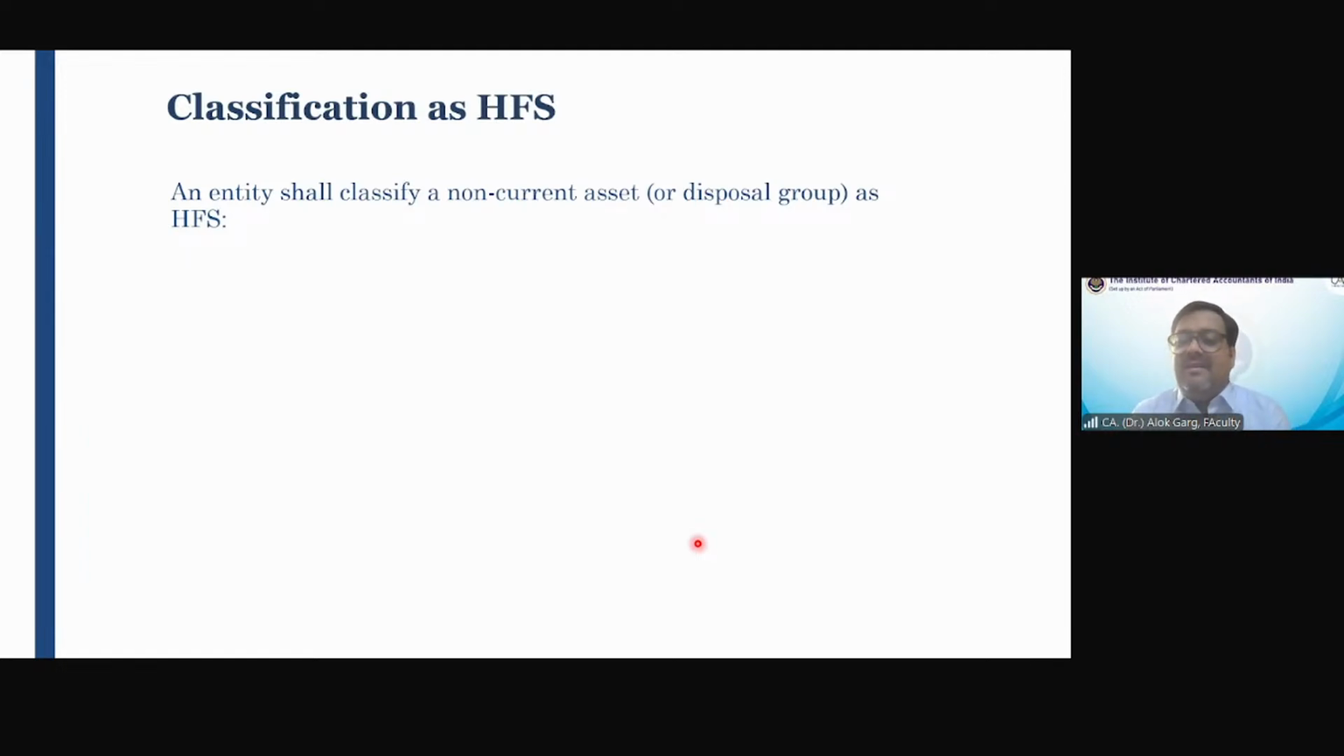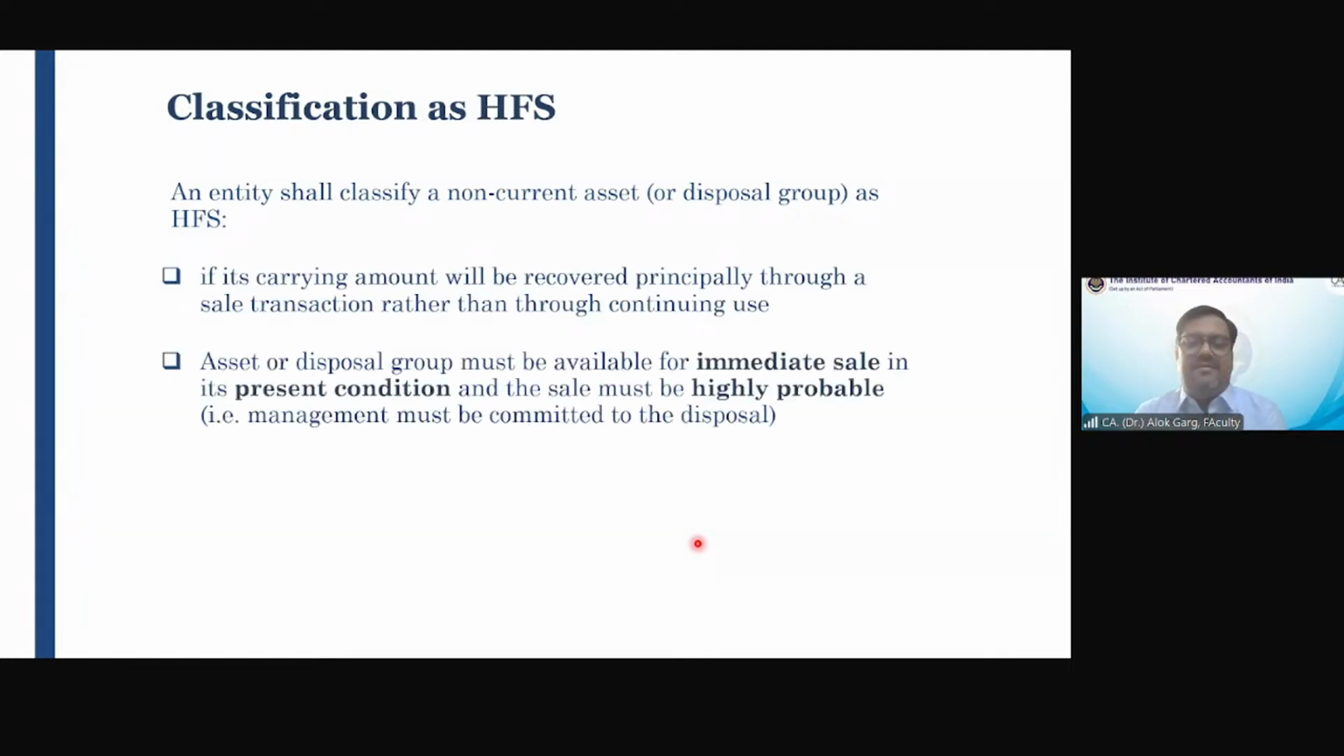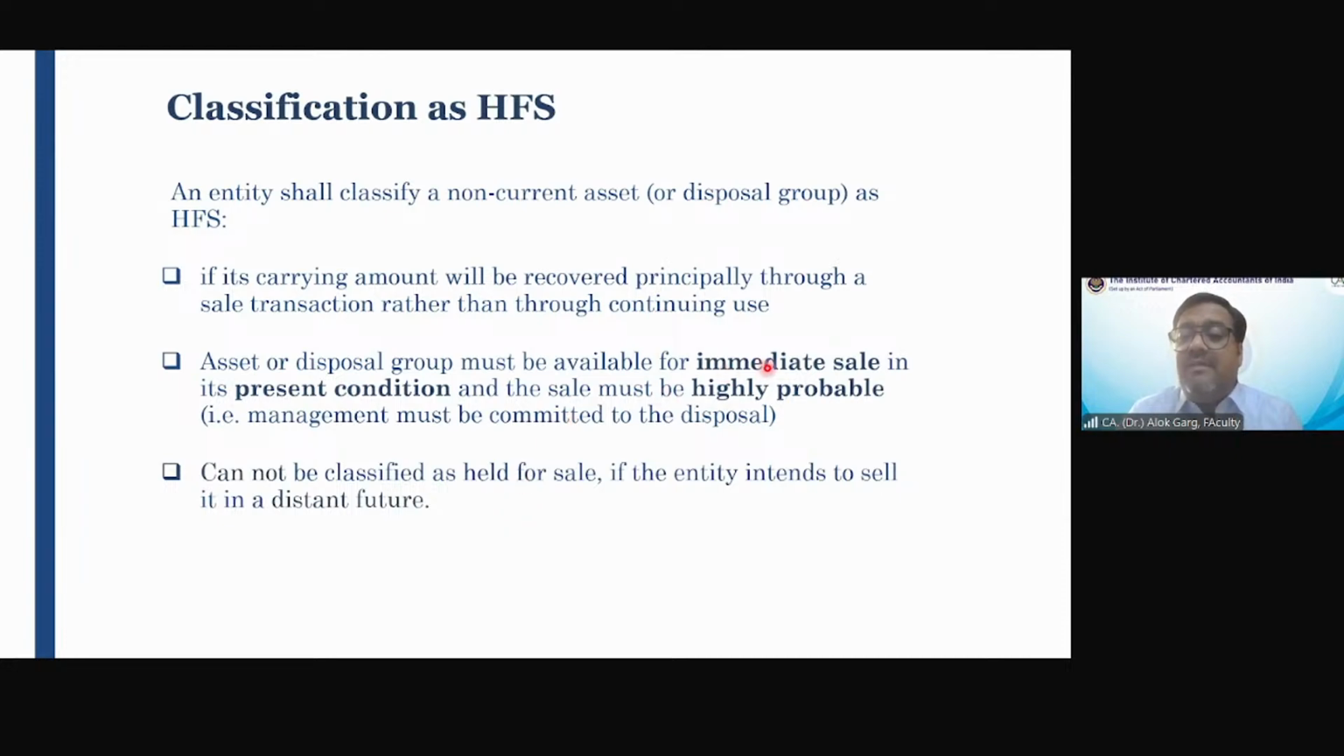If an asset has been classified as non-current, it will not be reclassified as current until and unless it meets the held for sale criteria. Right? Now, what is the held for sale criteria? Let's discuss. An entity shall classify an individual asset or group of assets as held for sale if its carrying amount will be recovered principally through a sale transaction rather than through the continuing use, and the asset or disposal group must be available for immediate sale in its present condition, and the sale must be highly probable.